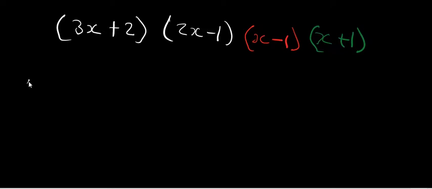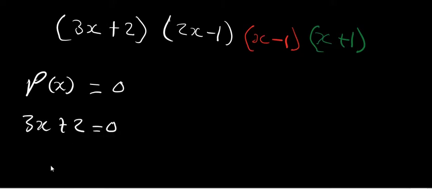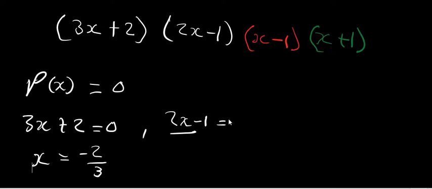So you are just saying p of x is equal to 0. You just equate this. When you equate 3x plus 2 to 0, this is going to give you x is equal to negative 2 over 3. And then you can also say 2x minus 1 is equal to 0, so x will simply be equal to 1 over 2.